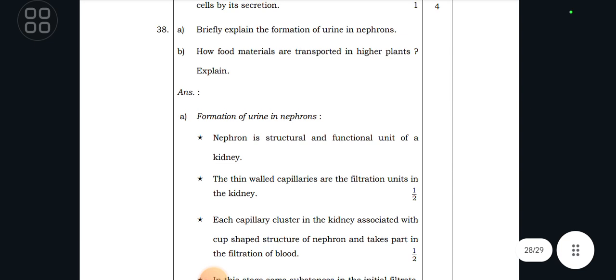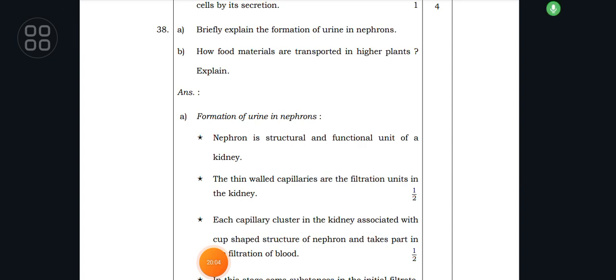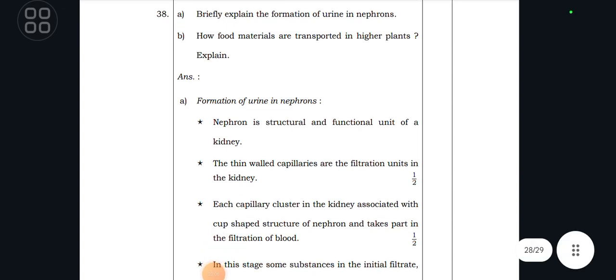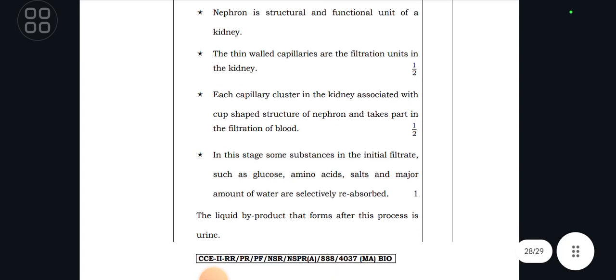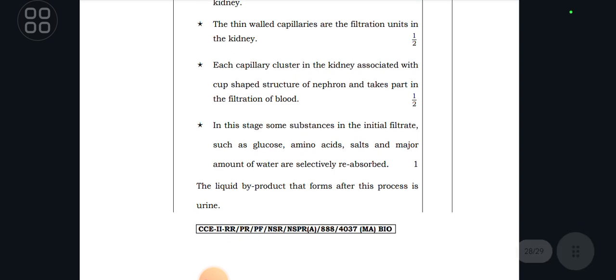Question 38 one is: briefly explain the formation of urine in nephrons. This question is tricky; you have to apply your knowledge, because this type of question is asked at some tricky levels. You should know the concept very thoroughly so you can fetch these marks. If you study the textbooks regularly from the start of 10th standard, you will definitely score good marks in the paper. And if you watch these videos related to question papers and solutions, you will get an idea of how to write the paper.